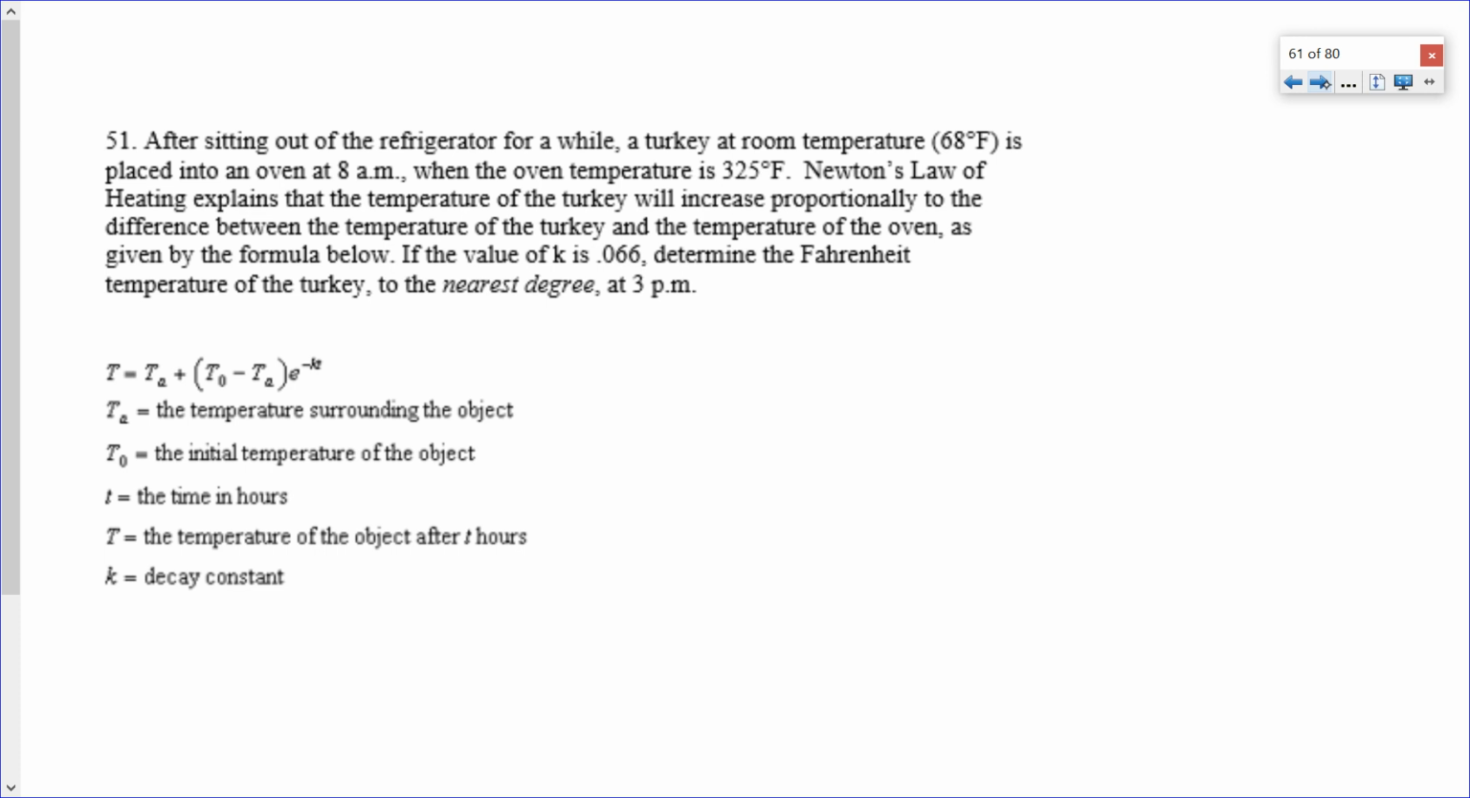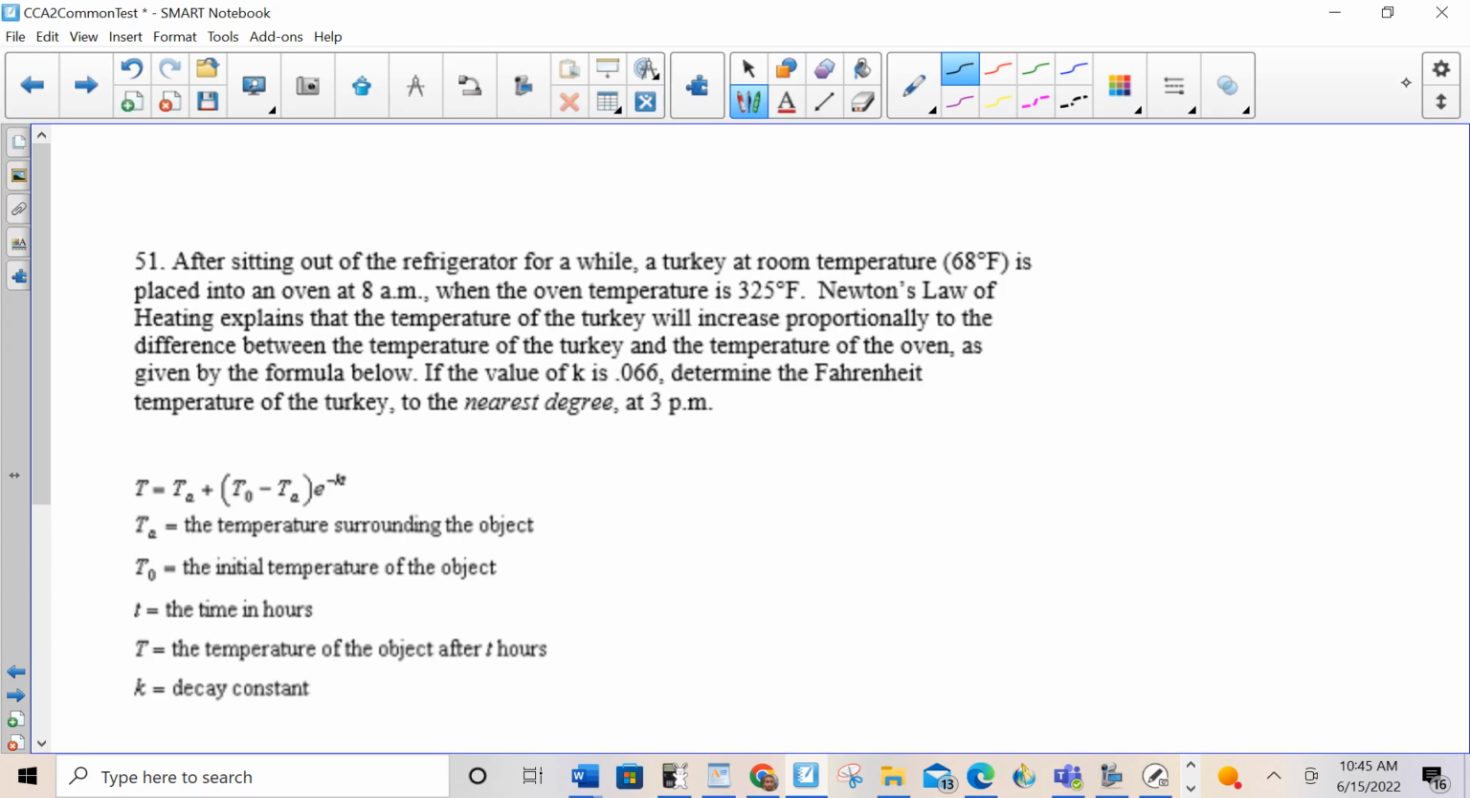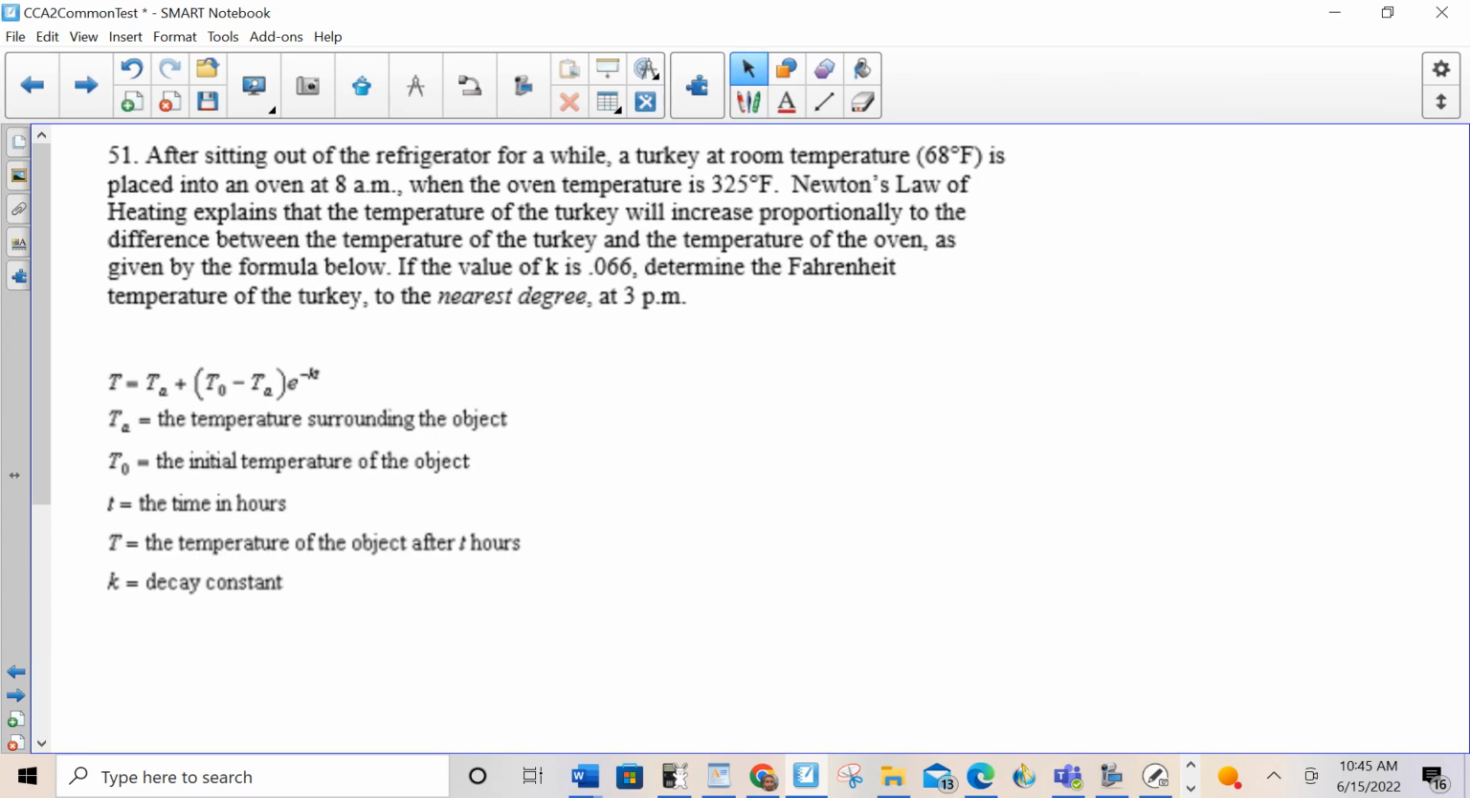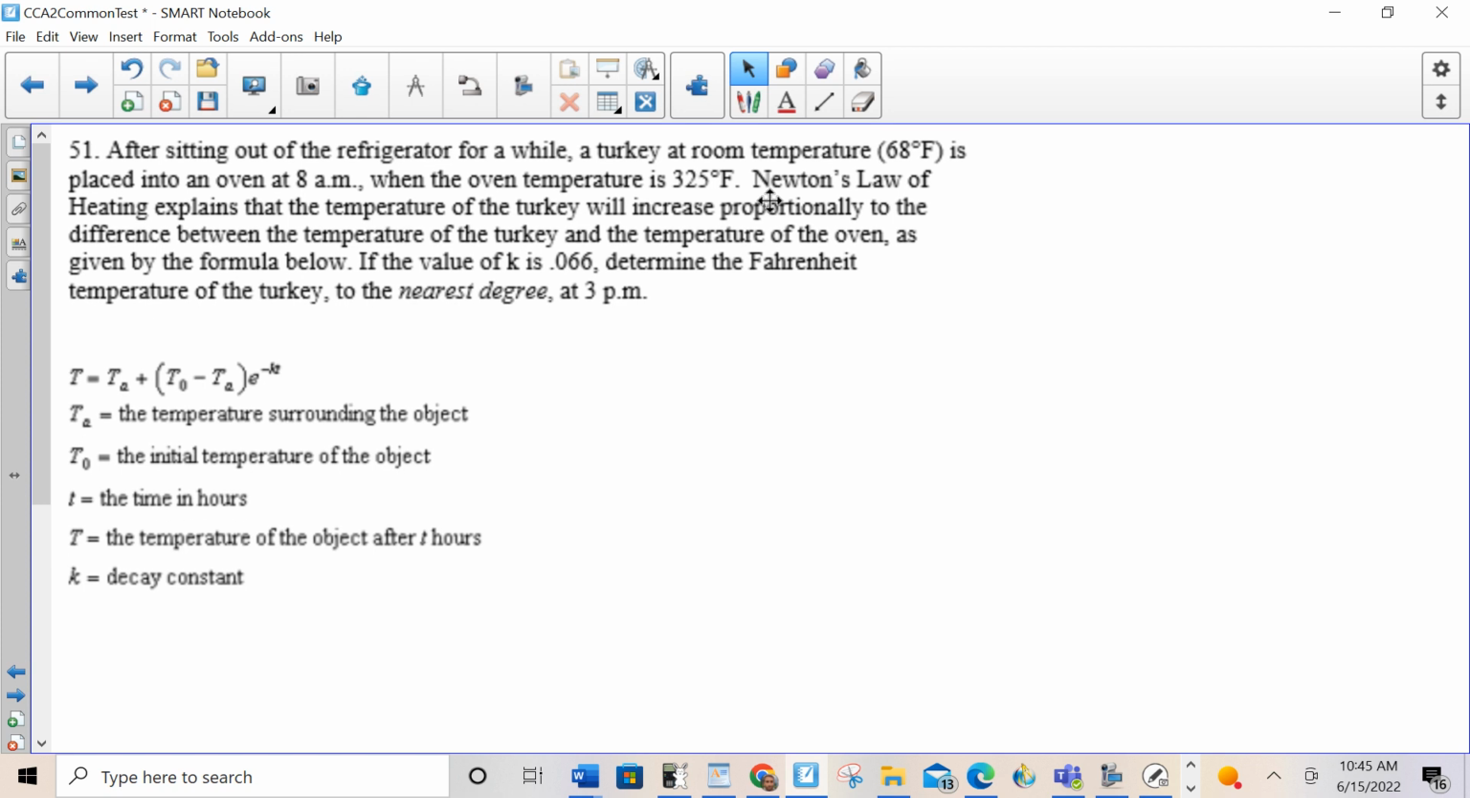I call these complex formulas. They'll give you a random formula. They'll give you a bunch of weird variables. They'll tell you what they are, and then you'll have to substitute them in, and the math itself usually is not that difficult. After sitting out of the refrigerator for a while, a turkey at room temperature is 68 degrees Fahrenheit. Well, let's see. What's room temperature?